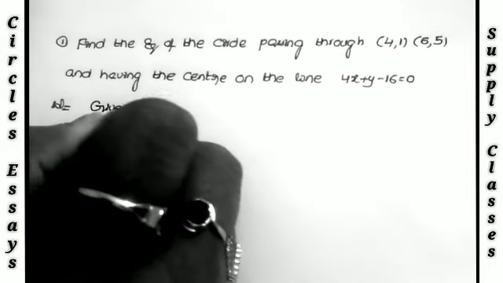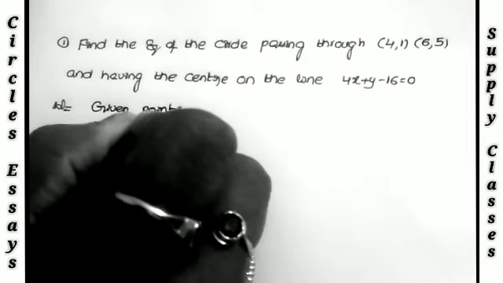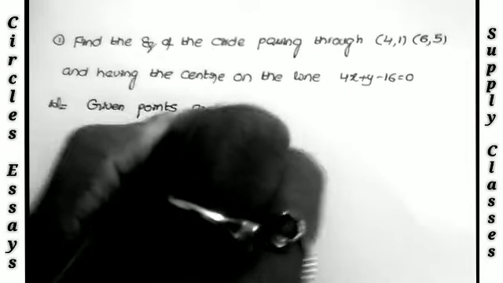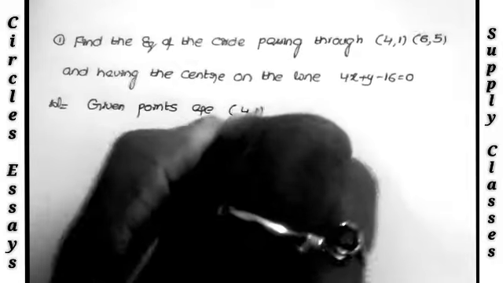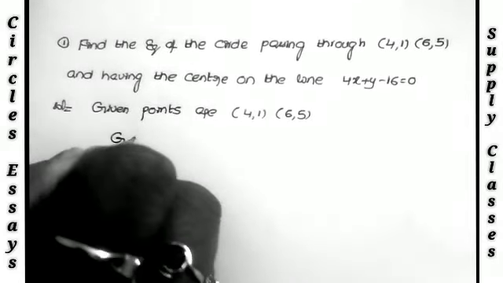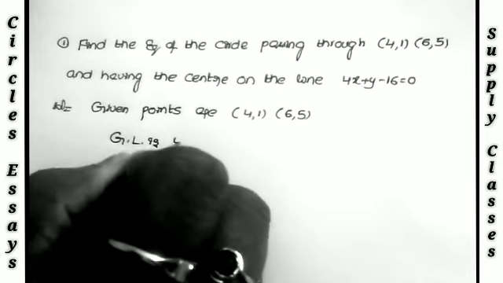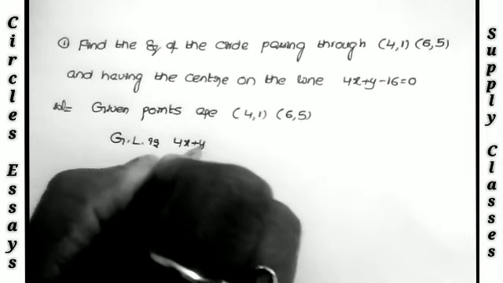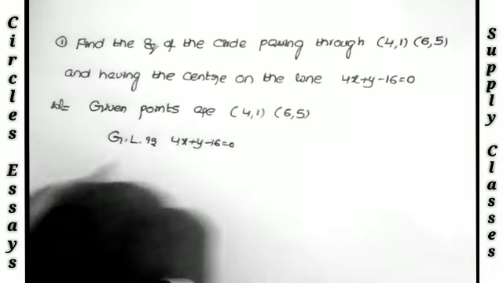Given points are, 2 points are given in the question, and the 2 points are (4, 1) and (6, 5). And one line is also given, the center lies on this line, that's the given data. So first I am writing the line also here. Given line is 4x + y - 16 = 0. What is the given question? We want the equation of the circle.